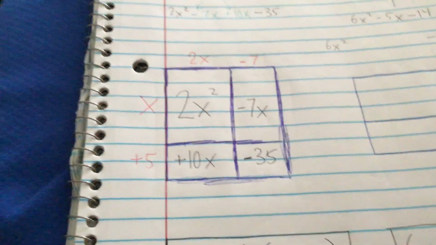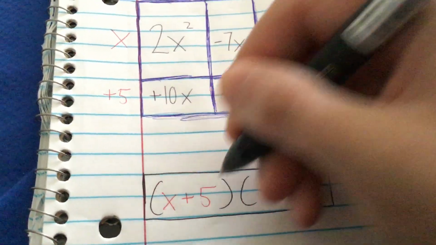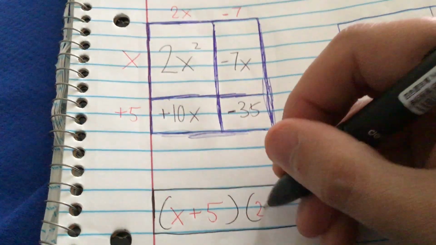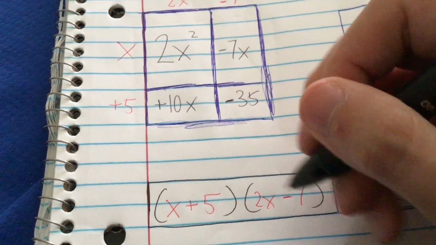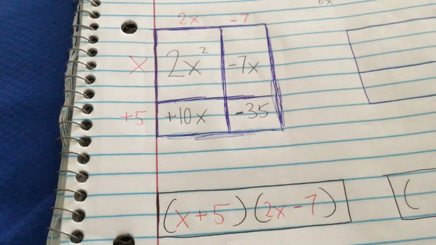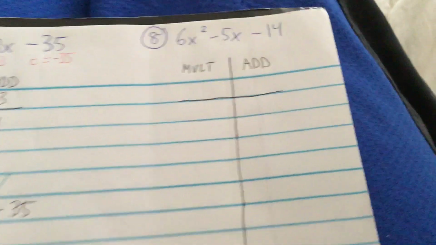Yes. So therefore, we have factored this quadratic trinomial into x plus 5 times 2x minus 7. You could have done 2x minus 7 times x plus 5, and it would have gotten you the same thing. Okay, last problem of the day.